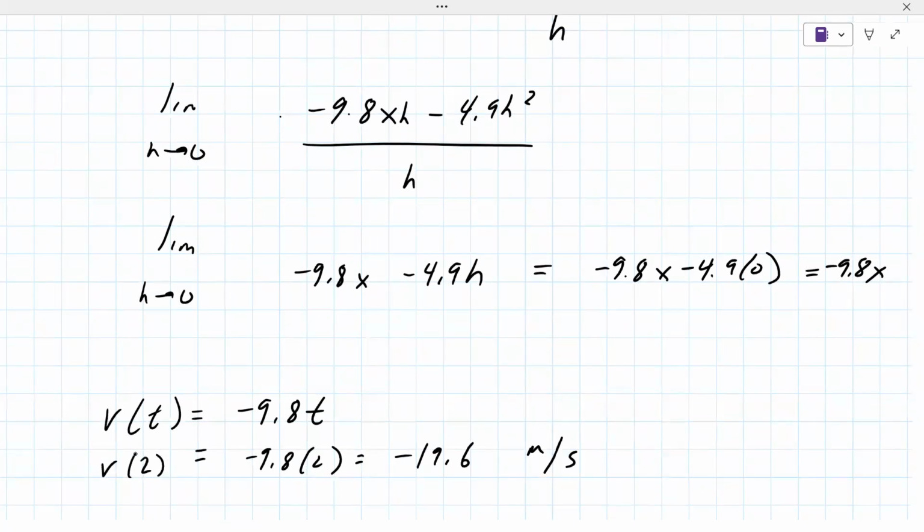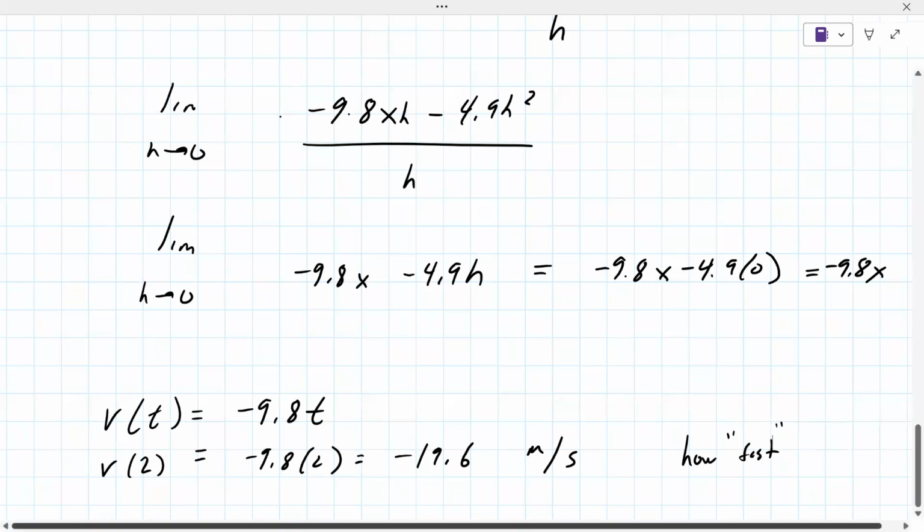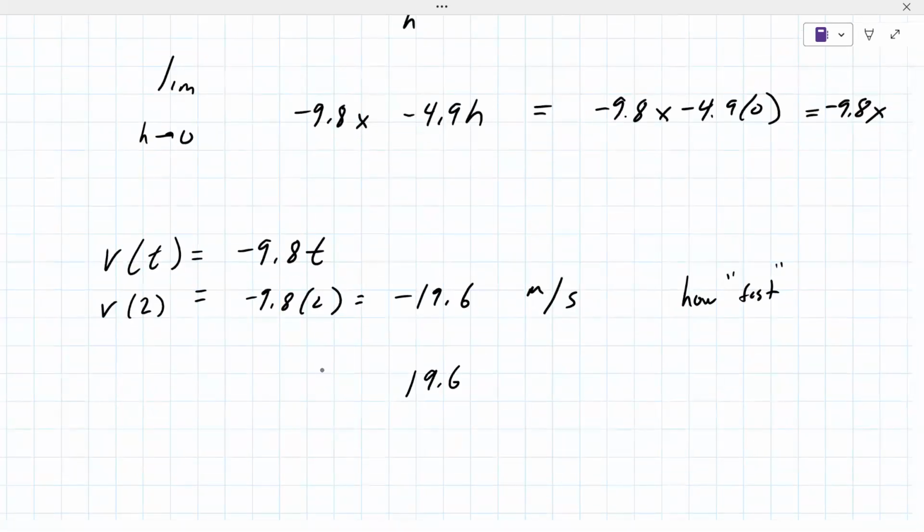Now we've got to be careful here. It says, how fast is it falling? It's like when you drive your car, the speedometer doesn't know whether you're going forwards or backwards. It just registers the speed. You've got to be careful here. The correct answer may be that it's going 19.6 meters per second because it's asking about the speed, not the velocity.